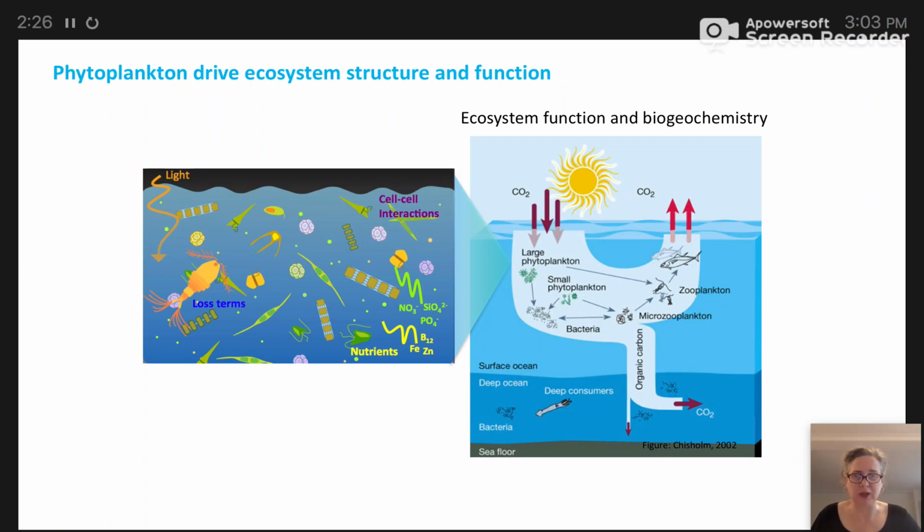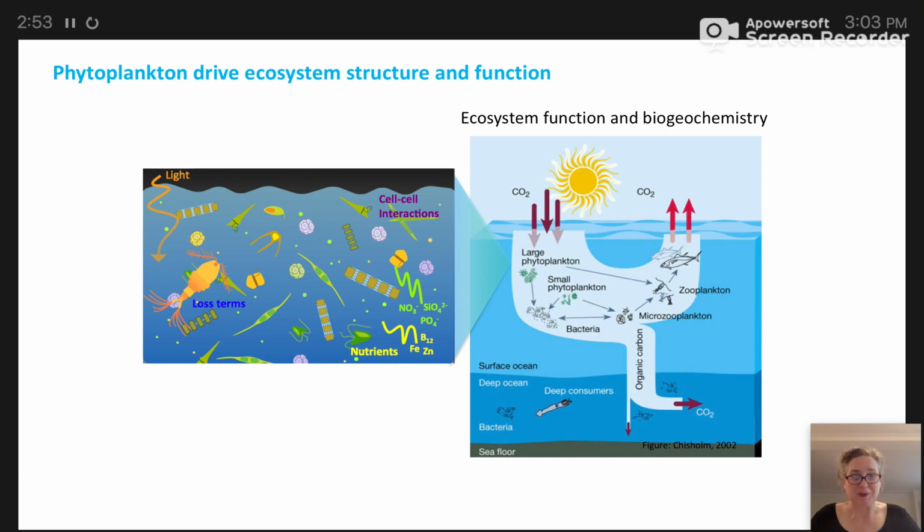Now, we care about these phytoplankton dynamics because they play an important role in ocean ecosystem function and biogeochemistry. For example, as they're photosynthetic organisms, they drive carbon fixation and the flow of carbon into the food web. Now, some of that carbon in the ocean food web is respired back out to the atmosphere, but some of it is exported to the deep sea. And so these phytoplankton play a critical role in the ocean carbon cycle.